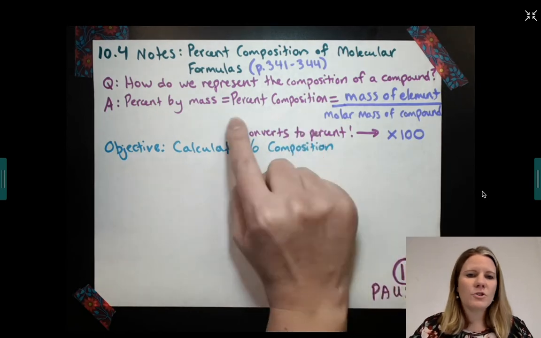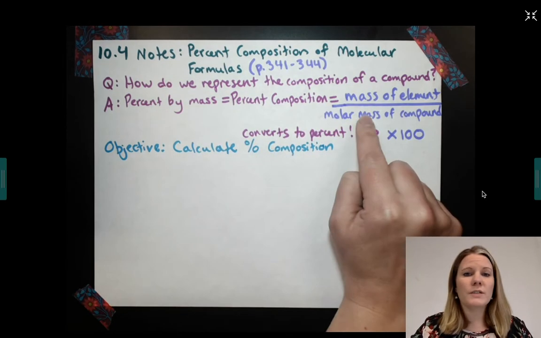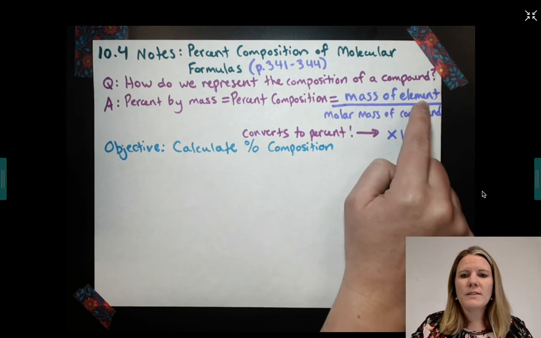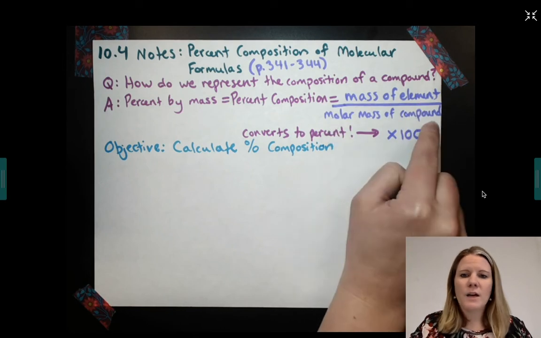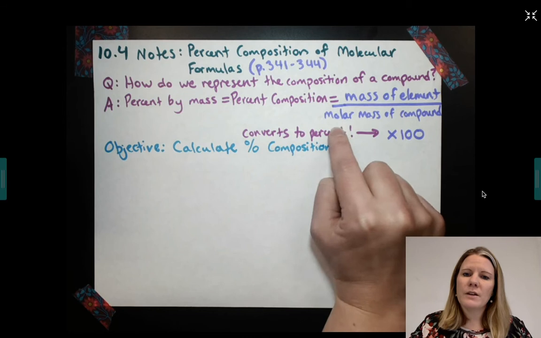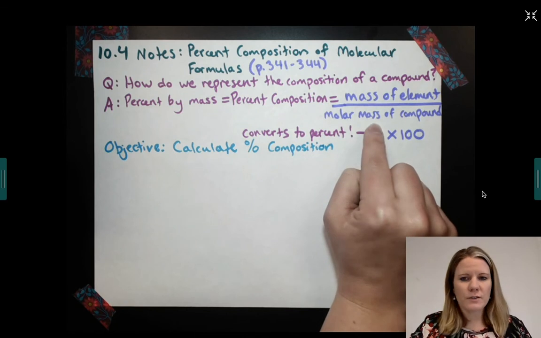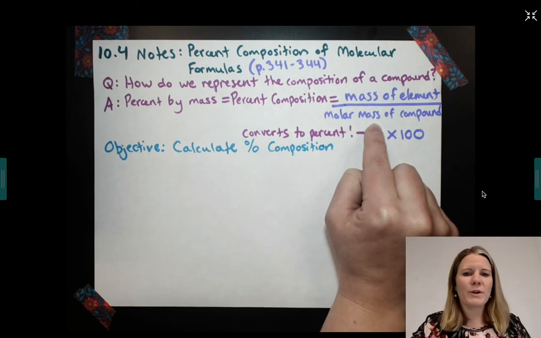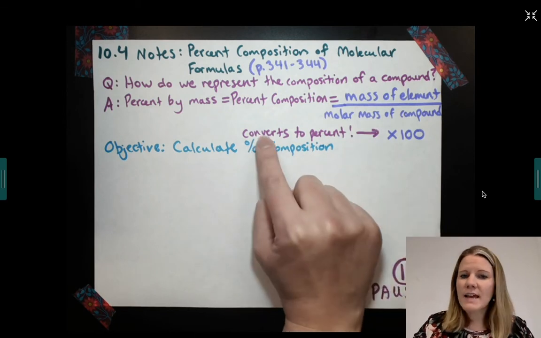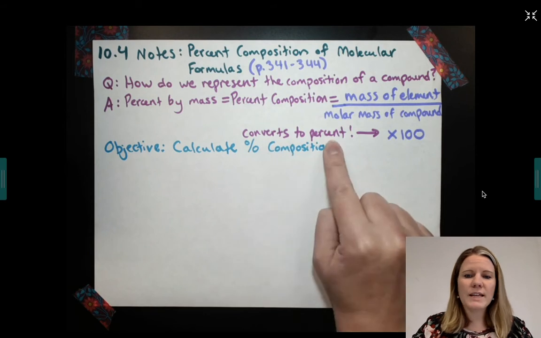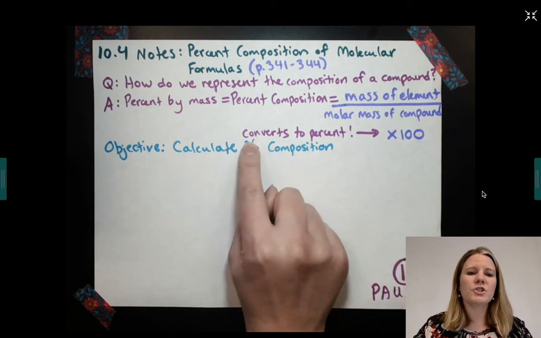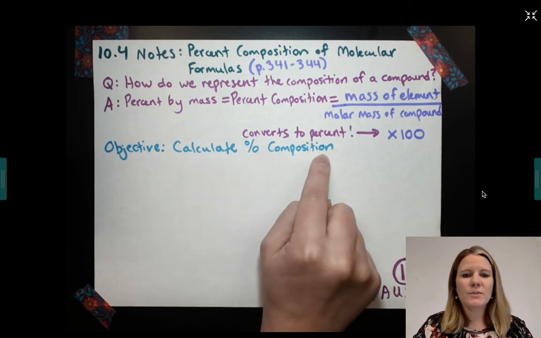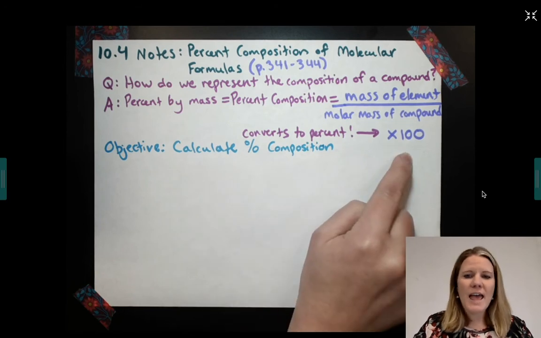But if they ask you for either of these in your homework, you're using this formula. Take the mass of the element found on the periodic table divided by the molar mass of a compound. Remember, we calculated molar masses in section 3, so you should be pros at that by this point. Also at the end, you need to multiply by 100, and that converts to percent. So we're finding percent composition in this section, so we need to multiply by 100 at the end.